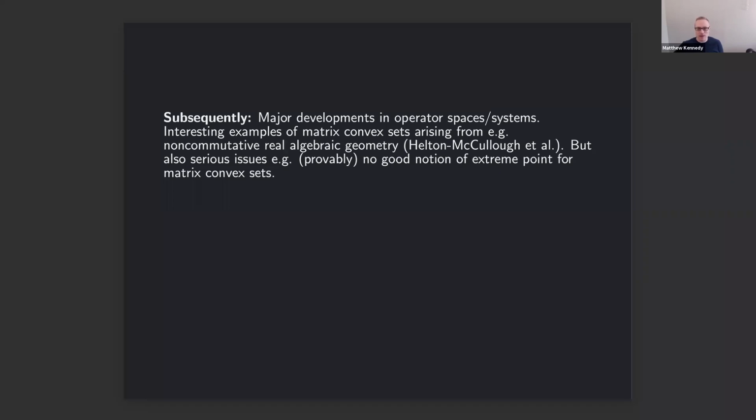Okay. So even since 2015, there's been a lot of development in this area. Of course, in the last 20 years, there's been a ton of major developments in the theory of operator spaces and operator systems, and even going back earlier than that.